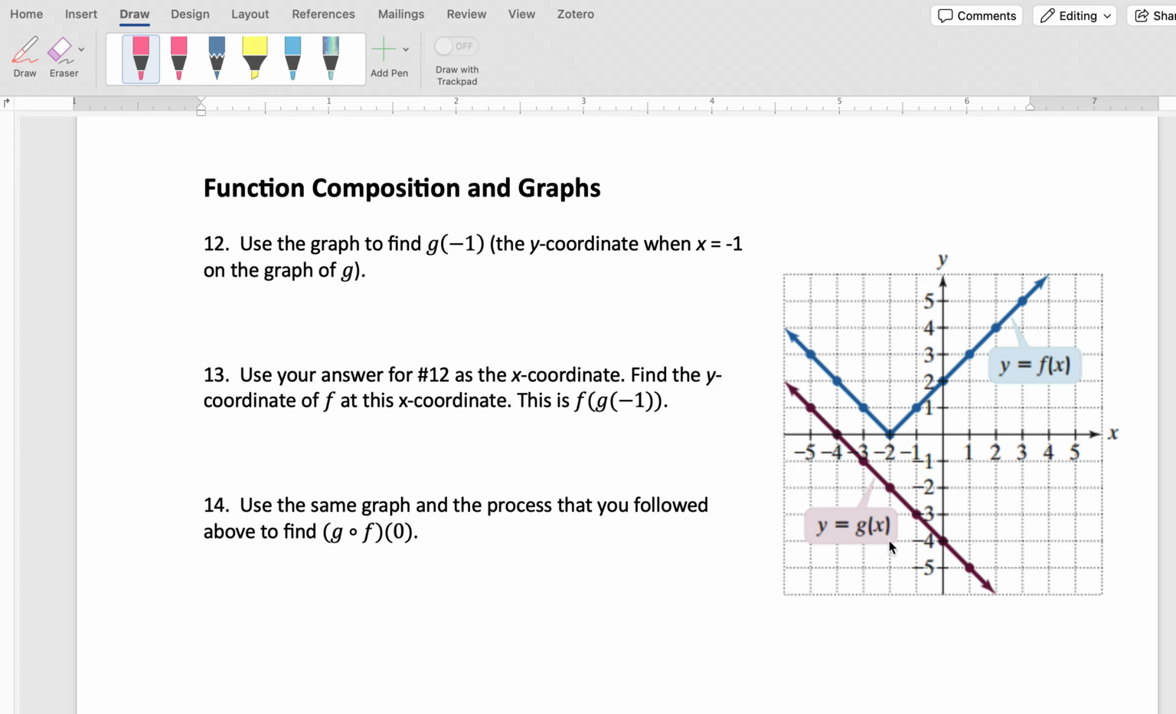So first we need to identify the graph of g, which is this one, and then we need to find g of -1. So I need to find -1 on the x-axis and then find the y-coordinate on g at that point. So that point is right here, and the y-coordinate there is -3.